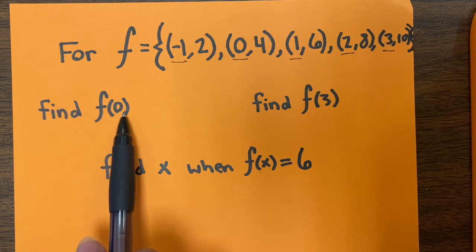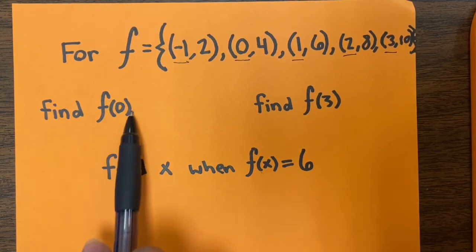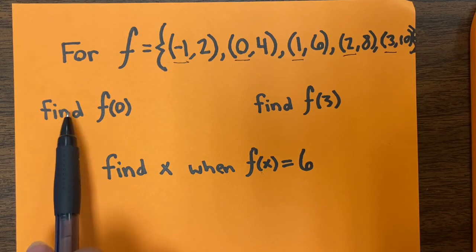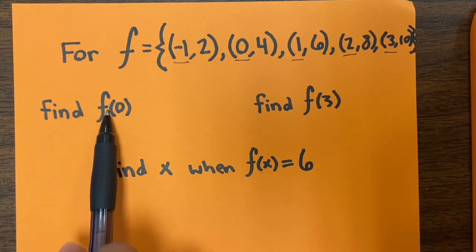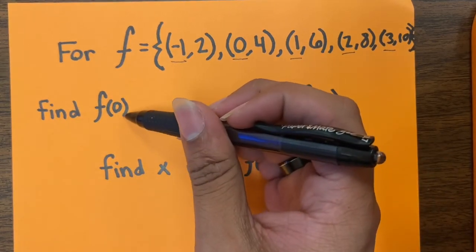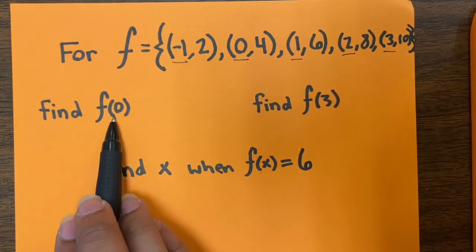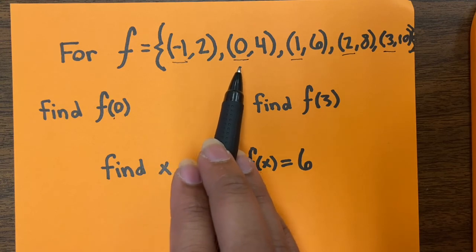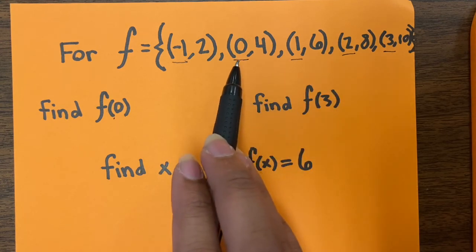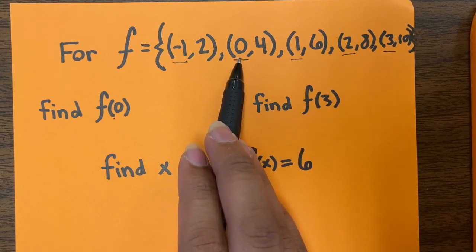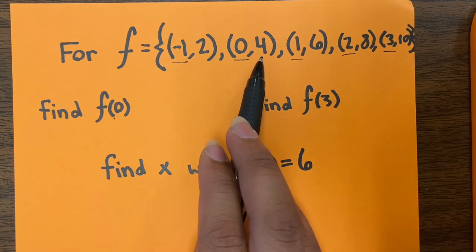Inside of the x, so inside the parentheses, that is your x value. So it's saying find f of x, so find y when x is 0. That's how you read this. So when x is 0, what is the y that goes with it? I see 0 is right here as x. X is 0. The y that goes with it is 4.